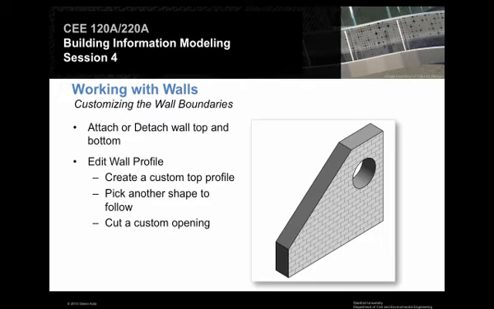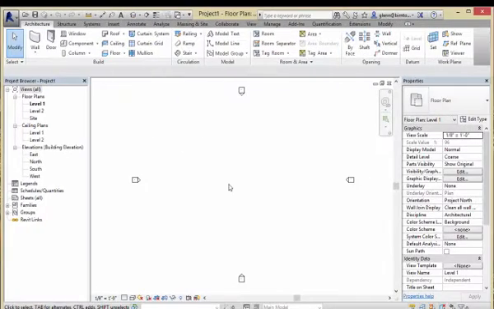There are times, however, when you need a custom opening, something that doesn't quite fit one of the doors or windows. And I just want to talk to you a little about walls and a feature of walls called wall profiles, which lets you customize the walls to really any arbitrary shape and boundary condition. Okay? Because that'll come in handy for you as you're doing some of your modeling.